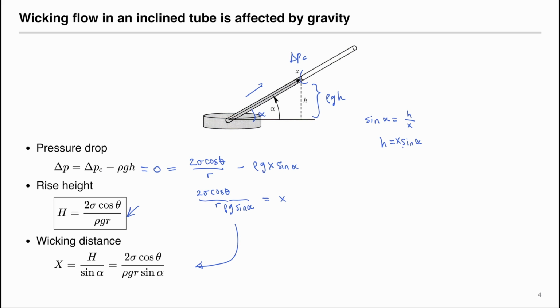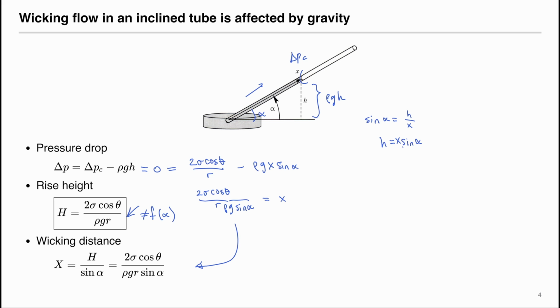Note that the equilibrium rise height does not depend on the inclined angle. So h is equal to 2 sigma cosine theta over rho g r: it depends on the surface tension of the liquid, the contact angle of the liquid, as well as the density rho of the liquid, and the capillary's radius r. However, it does not depend on alpha, which is the inclined angle.